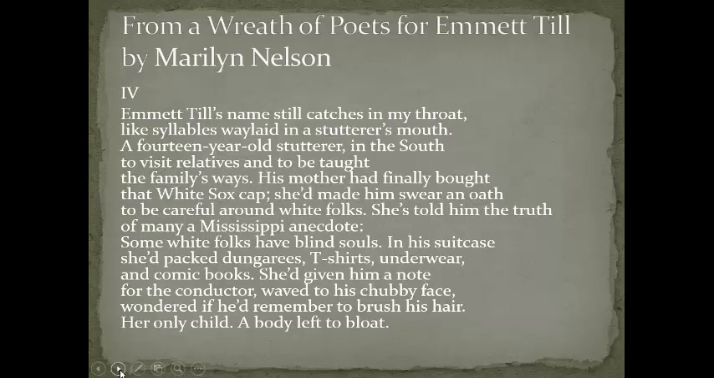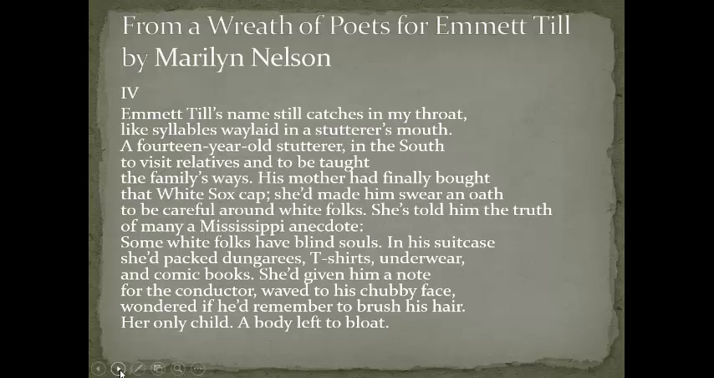Okay, here's another one, and I wanted to give you this one because it's part of a wreath of poems. A wreath of poems are interconnected sonnets where the last line of the first sonnet becomes the first line of the second sonnet, and so forth, until you get to the last sonnet. And the last sonnet connects back to the first sonnet. So here is sonnet number 4. Emmett Till's name, and it's important that you know who Emmett Till is before you read this poem. He was a young African-American boy who went to visit relatives and was attacked and lynched and killed when he was in the South.